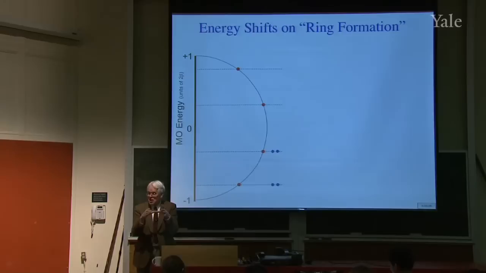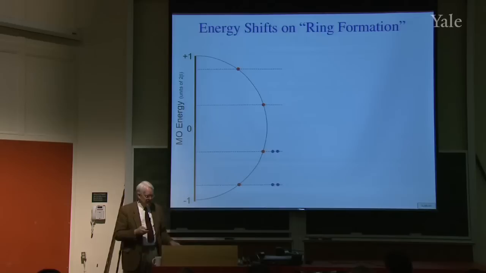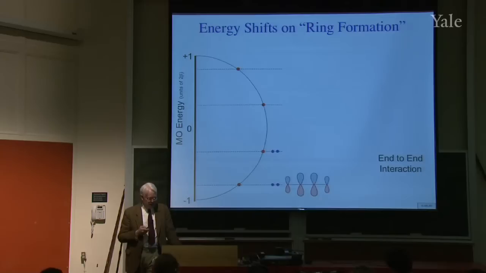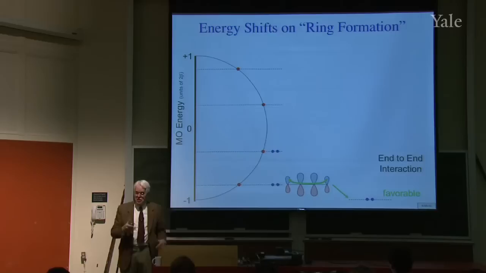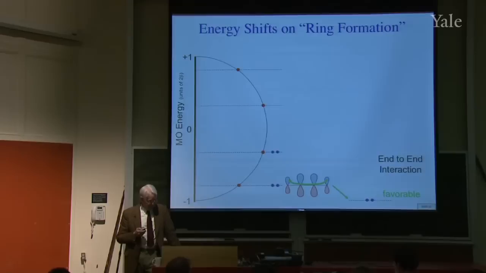Now suppose we bring the ends together. There was the lowest one, and now we have an end-to-end interaction. So those interact with one another, and obviously that's favorable, and it'll go down in energy, right? Also, they'll become of the same size once you do that, because it's no longer advantageous to have it big in the middle and small on the ends, because there isn't an end anymore.